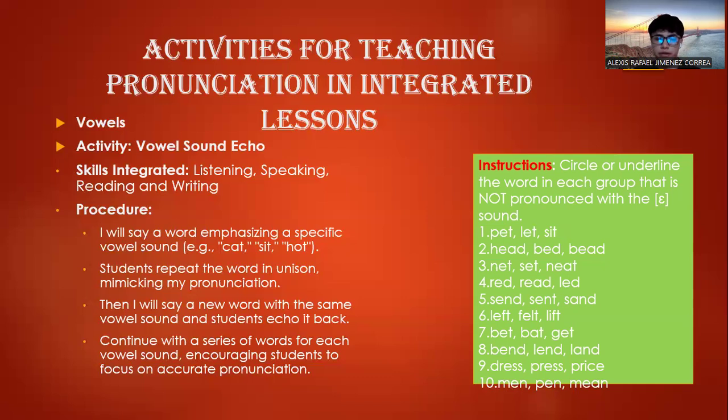focus on accurate pronunciation. And the next activity, the instructions will be to circle or underline the word in each group that is not pronounced with a given sound. For example, pet, let, sit, and the other words, etc.